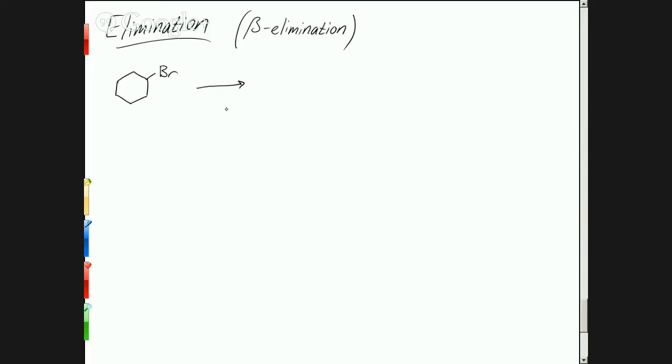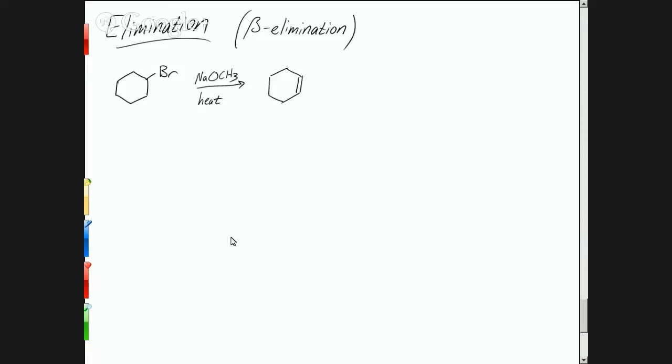We treat it with, let's say, sodium methoxide, which we've already done, and we saw a substitution reaction. The only difference is this time we're going to heat it up. And we get a very different product. So rather than that methoxide nucleophile substituting for the bromine, we've now made an alkene.